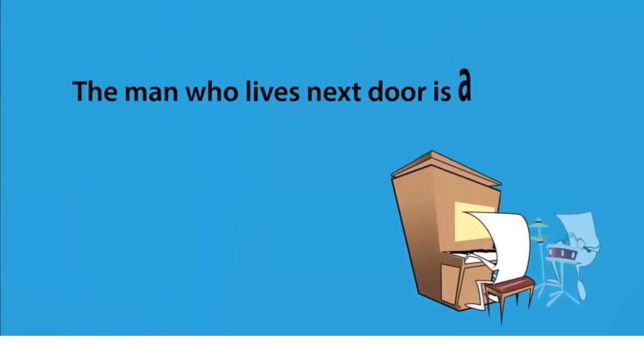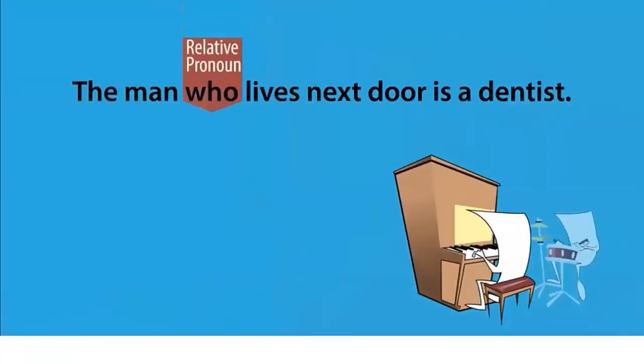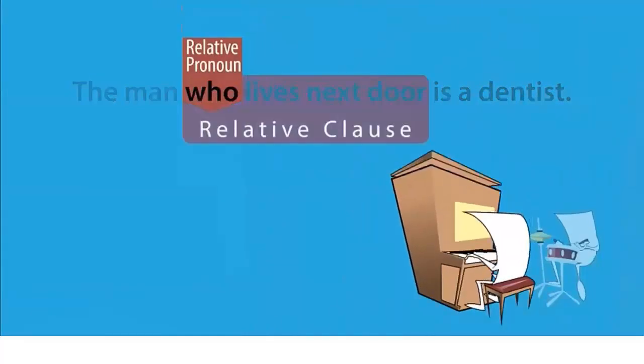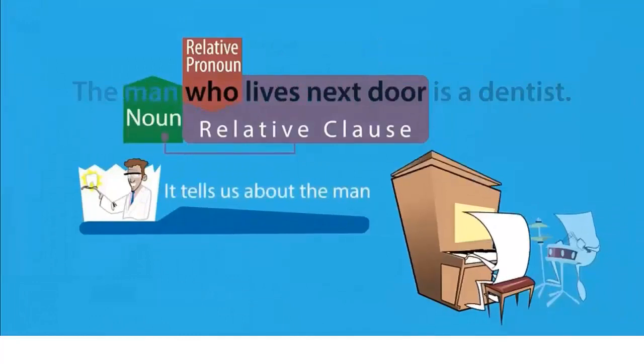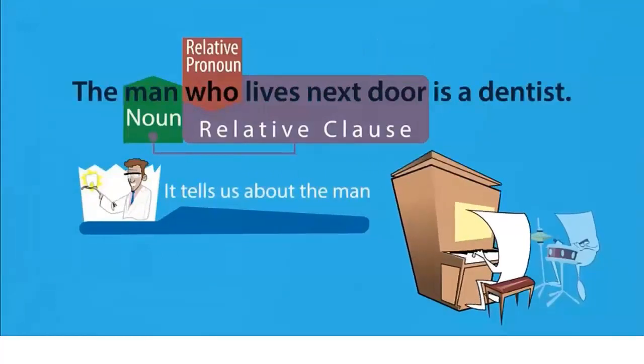The man who lives next door is a dentist. The relative pronoun is who. The relative clause is who lives next door. It tells us about the man.